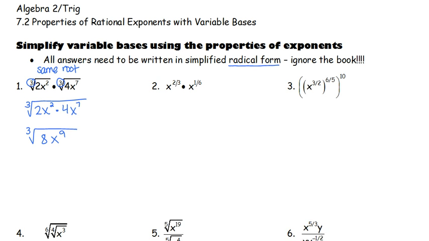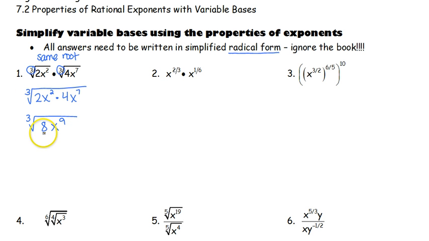Now we have to simplify it. We have 8, which we know is 2 to the 3rd power. We need groups of 3 to move to the outside. We have a group of 3 2's, x to the 9th. If I need groups of 3, I have exactly 3 groups because 3 times 3 gives us 9. Nothing is left over, which means there's no radical left. We look at number 2.